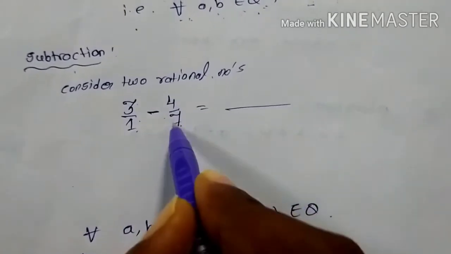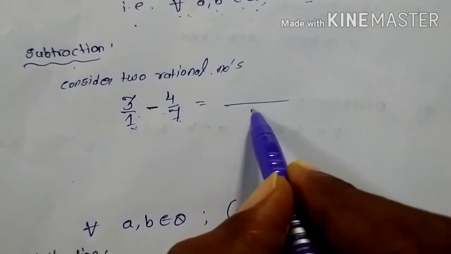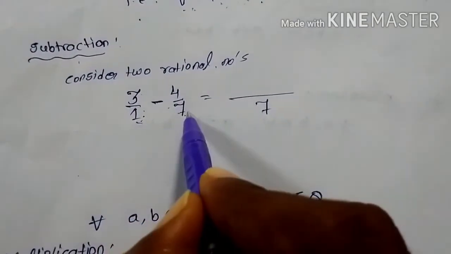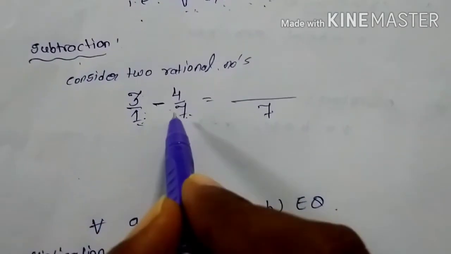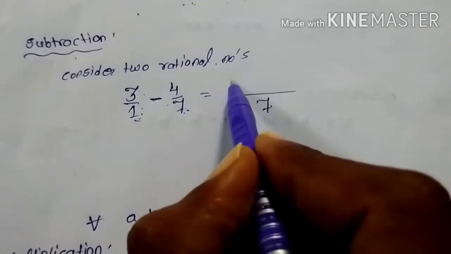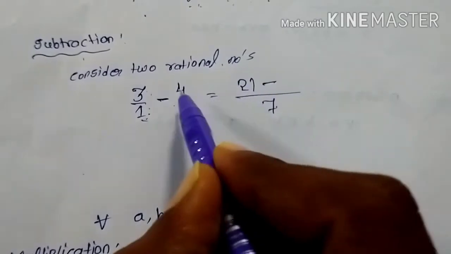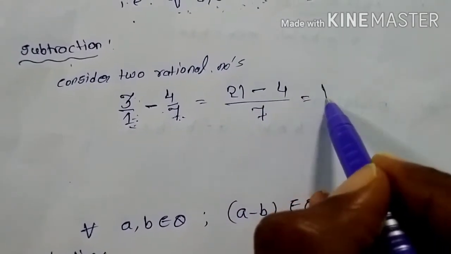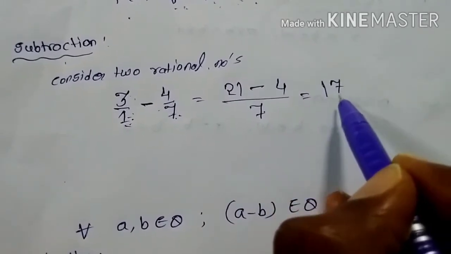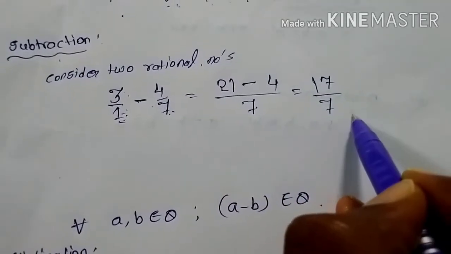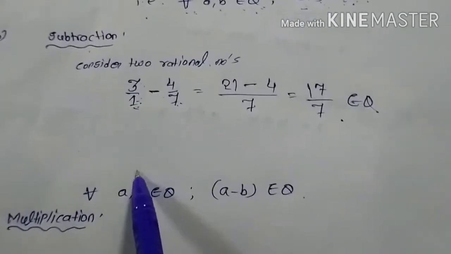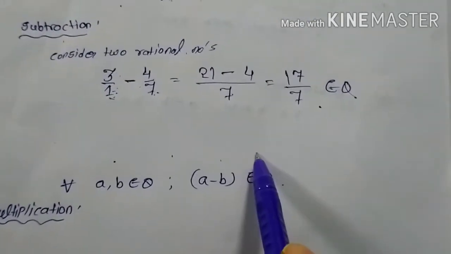The LCM of 1 and 7 is 7 only. Then you can do cross multiplication: 7 threes are 21 minus 4 ones are 4. 21 minus 4 is how much? 17. So 17 by 7. Is it a rational number or not? Yes. So can you say rational numbers are closed under subtraction?